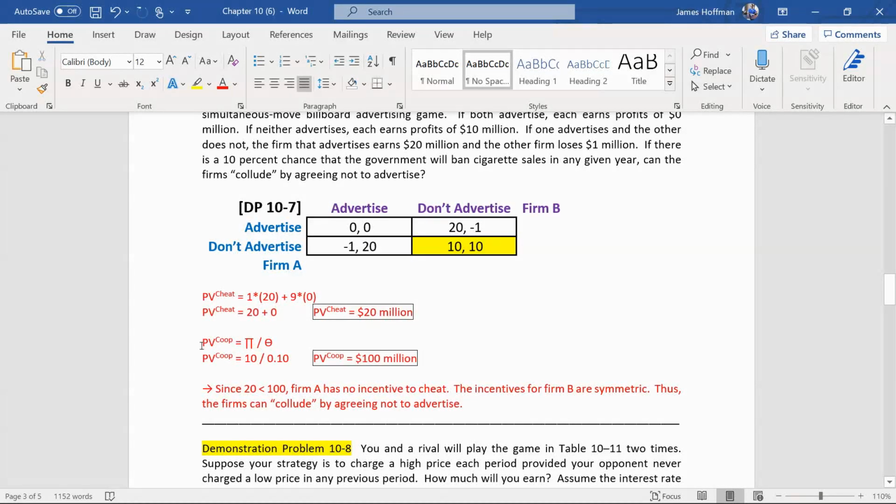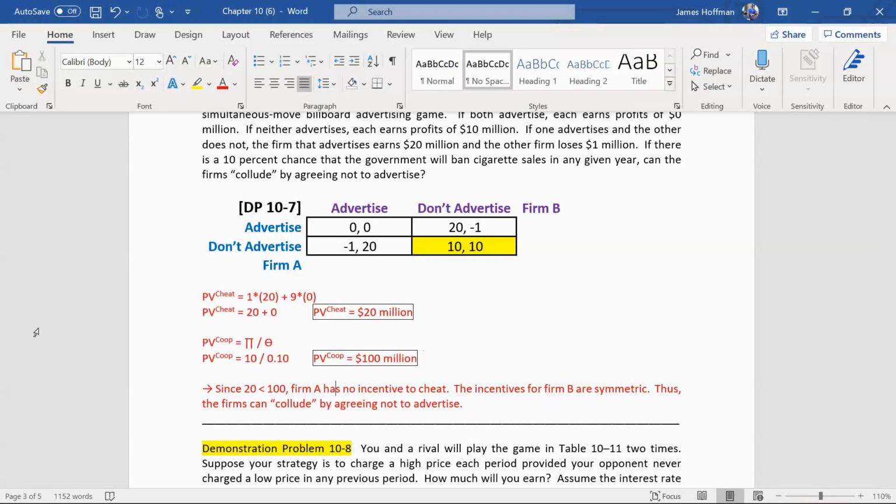So if you play the game, you can expect to play it 10 times. The present value of cheating is 20 plus 9 zeros, which is 20. But if you expect to play the game 10 times and cooperate, you get this outcome 10 times, which is expected to be 100. So that's a much better result than cheating.